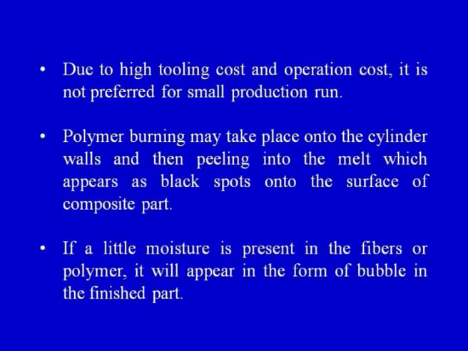If a little moisture is present in the fibers or in the polymer, it may appear in the final product in the form of voids or porosity. It may form in the form of bubbles also. So, the fibers as well as the polymer may be heated to a particular temperature before being used as the raw material. Before putting the polymer pellets and the fibers into the hoppers, we may make these raw materials undergo a specific treatment in order to remove all the moisture that is present, because if the moisture is present, then it may appear in the final product in the form of bubbles or voids.